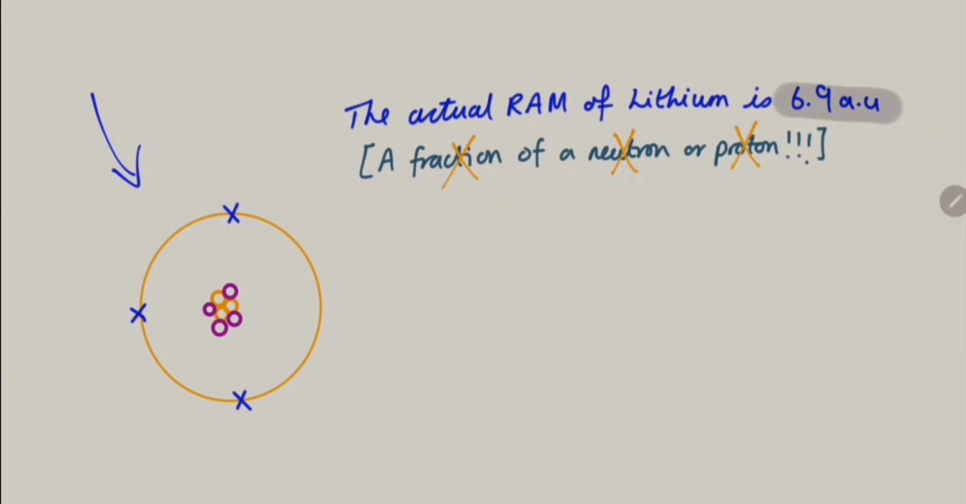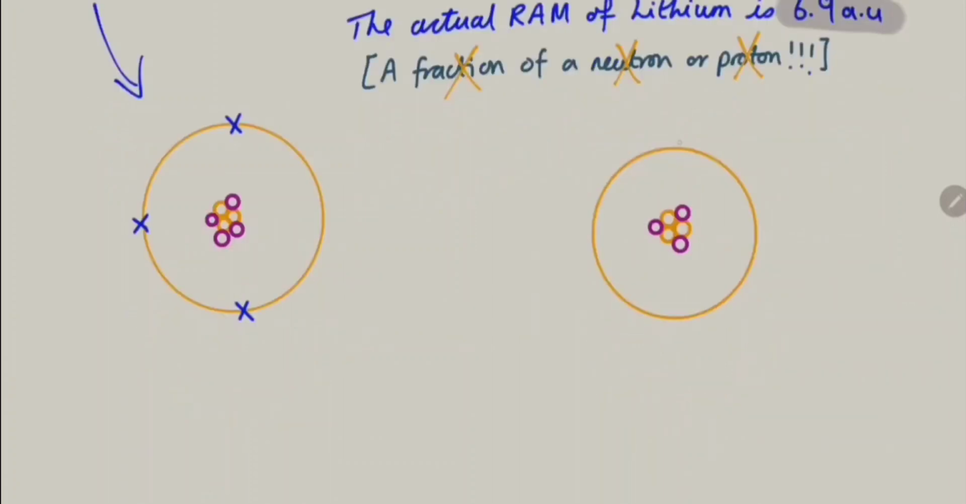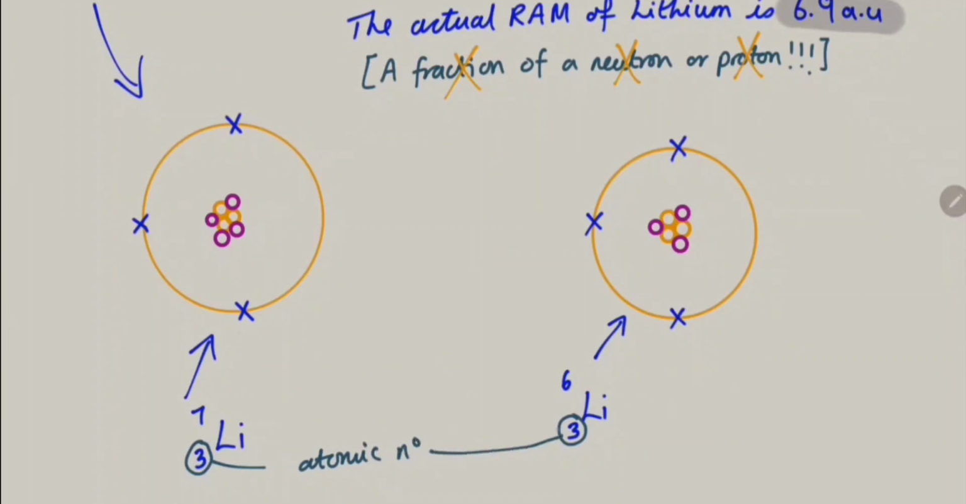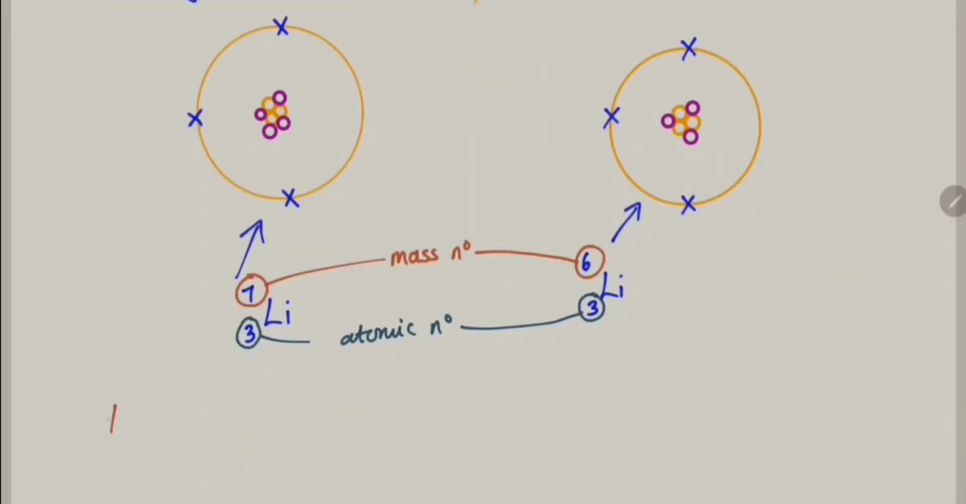Now, I'll draw it out here for you. This form of lithium has 3 protons in the center. That's what makes it a lithium atom. But instead of having 4 neutrons, it only has 3 neutrons. And we'll still have 3 electrons to make it a neutral atom. Now, the first form is known as lithium-7 because it has a mass of 7. And the second form is known as lithium-6. They both have an atomic number of 3, so they have the same atomic number, but they have different mass numbers. And so these two are known as isotopes of each other.